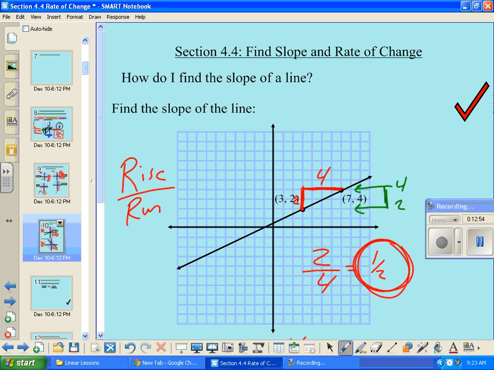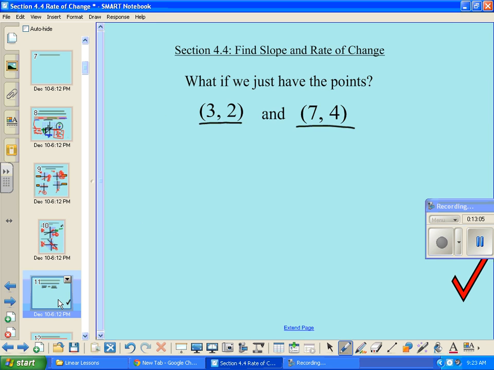I know this one's at 4 and this one's at 2. So to find the distance between them, I would just subtract those 2 numbers, 4 minus 2. That would give me a distance of 2. That's how much I rose between those 2 points. So essentially, I'm just taking 4 minus 2. I'm subtracting these 2 y coordinates. This is my rise.